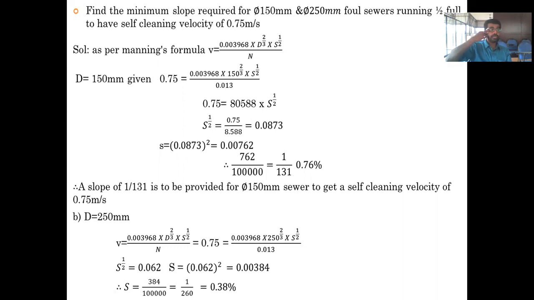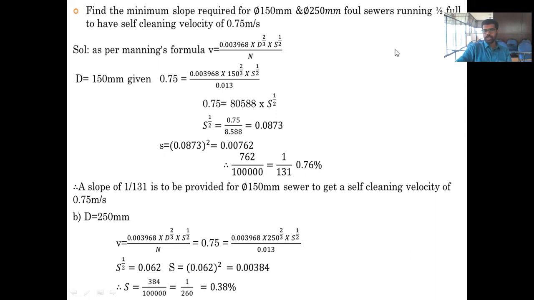For 250, same formula. Just here, instead of this 150, put 250 there and find out the S. Then divide 1 by 0.00384, and you'll be getting almost 260. So 1 is to 260 is the slope, or 0.38 is the percentage.